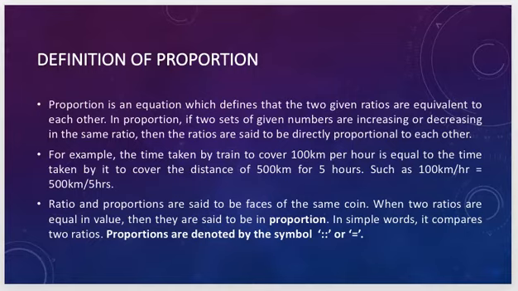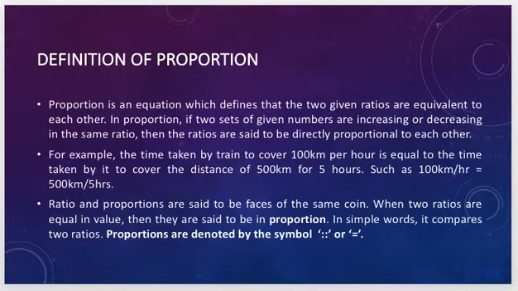Now proportion is an equation which defines that two given ratios are equivalent to each other. I said that we are going to put an equal to sign in between, then the ratios will get converted into a proportion. If two sets of a given number are increasing or decreasing in the same proportion, or in the same ratio, then we say they are directly proportional to each other.